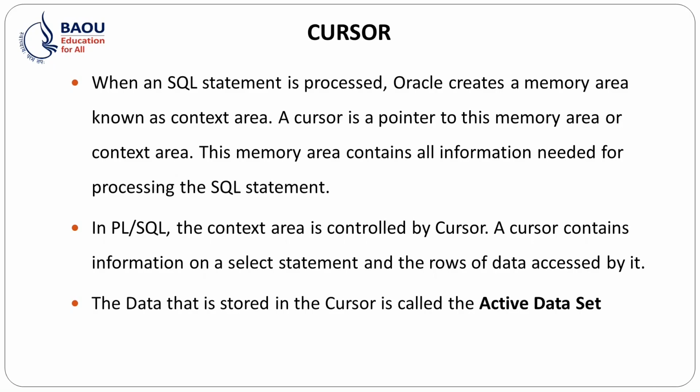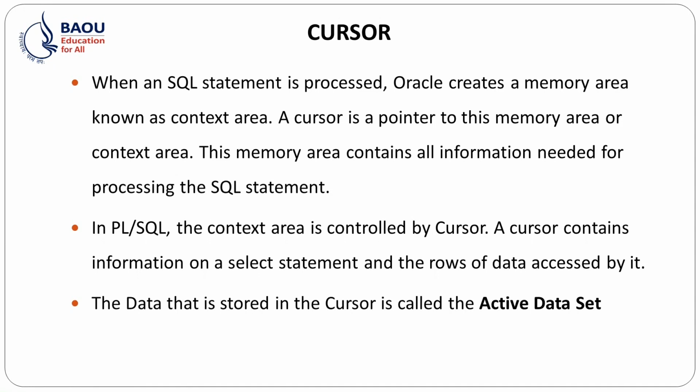This private SQL area is called the context area, or cursor. It can be used by the user to process the output of a select statement that returns more than one row. The cursor is used to retrieve the data one row at a time from the result set. The cursor updates the table records in a singleton, or row by row, manner. The data that is stored in a cursor is called the active data set.